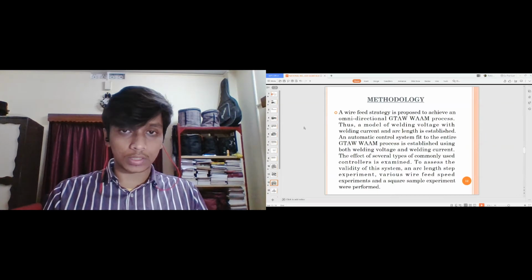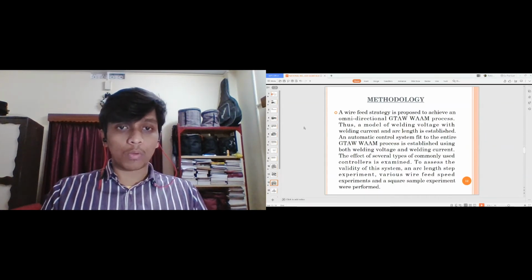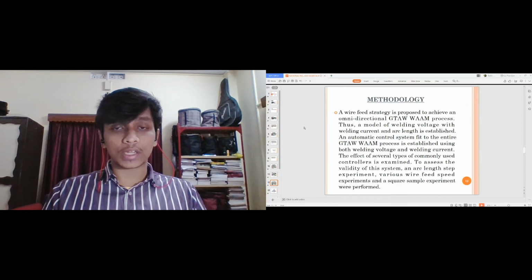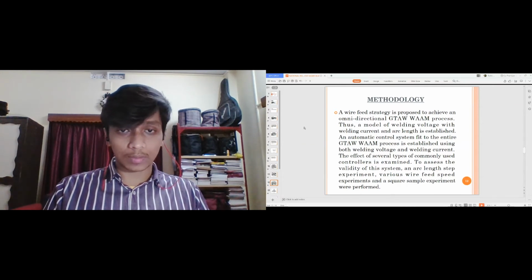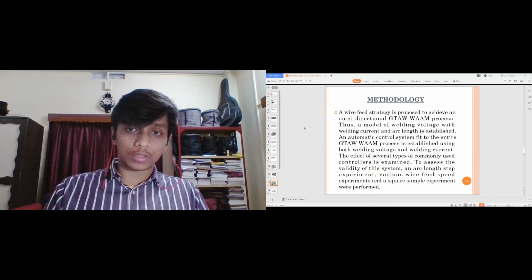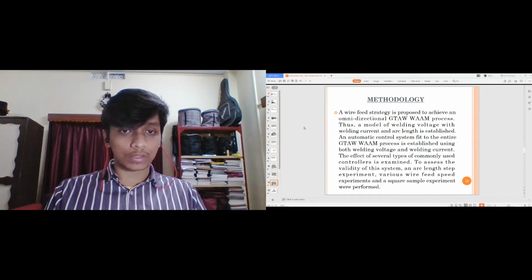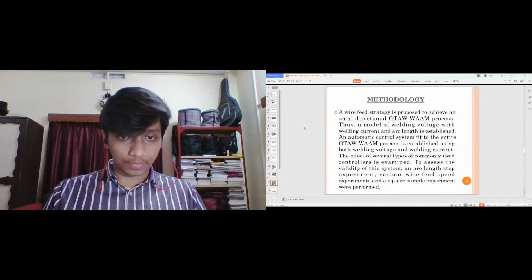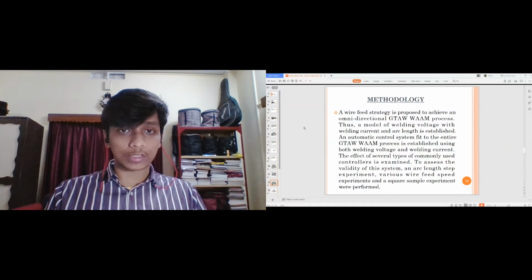Now, the methodology, that is, how the whole process works. A wire feed strategy is proposed to achieve an omnidirectional GTAW wire arc additive manufacturing process. Thus, a model of welding voltage with welding current and arc length is established first. Then, an automatic control system for the entire gas tungsten arc welding wire arc additive manufacturing process is established using both welding voltage and welding current. The effect of several commonly used controllers is then examined to assess the validity of this system. An arc length step experiment, various wire feed speed experiments, and a square sample experiment were performed.